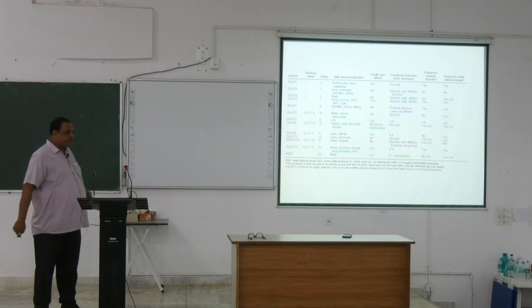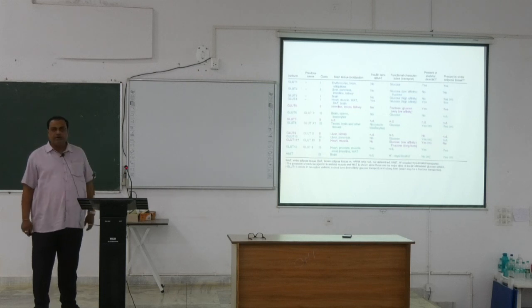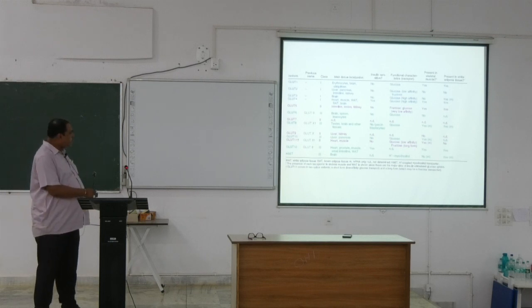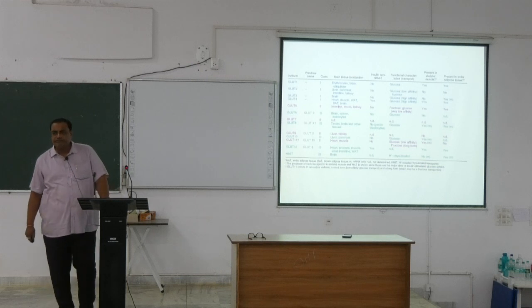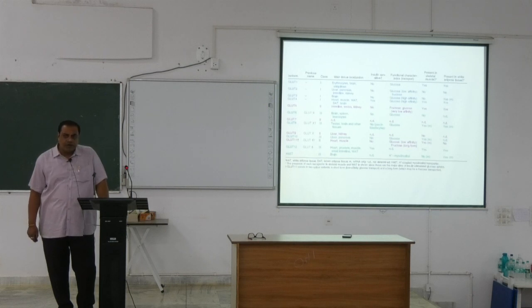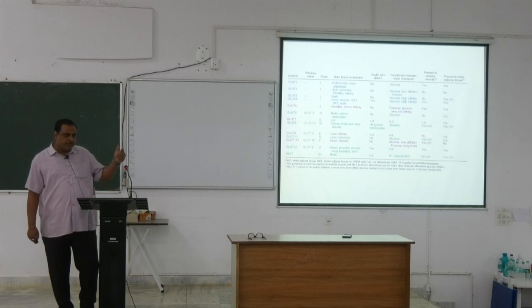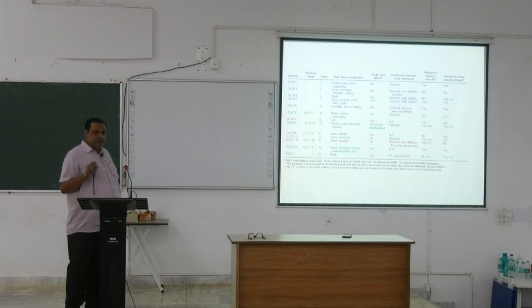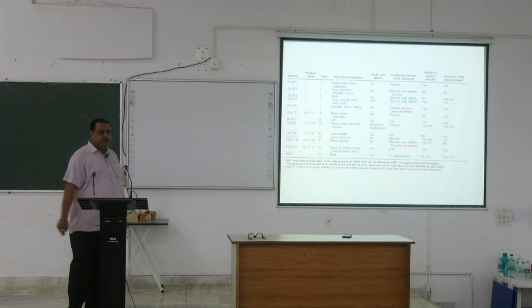Next comes GLUT4. It is the only glucose transporter which is insulin sensitive. Where do you find it? Heart, muscle, and a small amount in the brain. WAT and BAT: white adipose tissue and brown adipose tissue. White adipose tissue, skeletal muscle, heart muscle contain GLUT4. This is very important to remember. This is insulin sensitive. Without insulin, it cannot act.